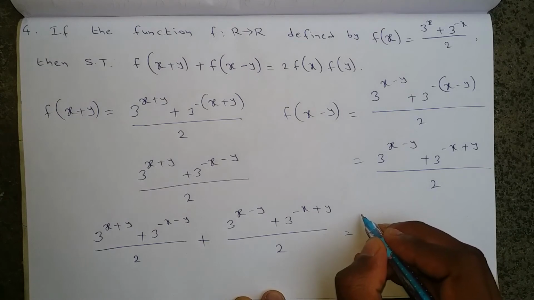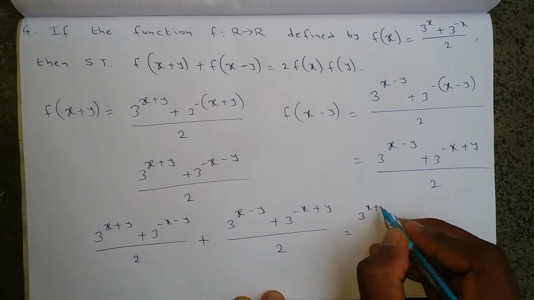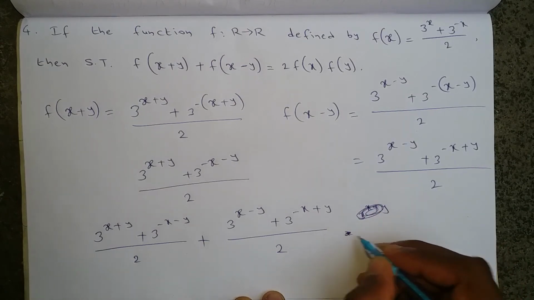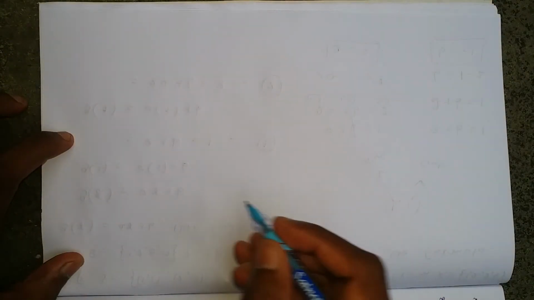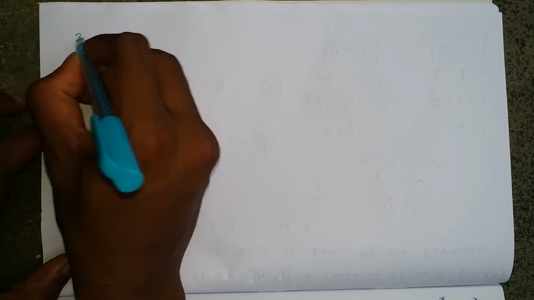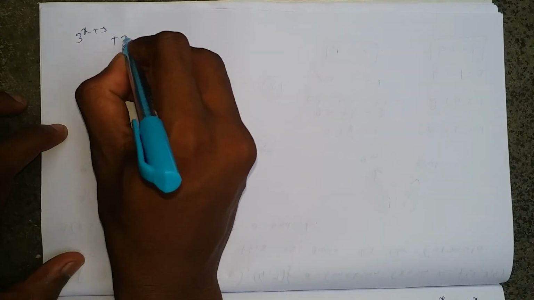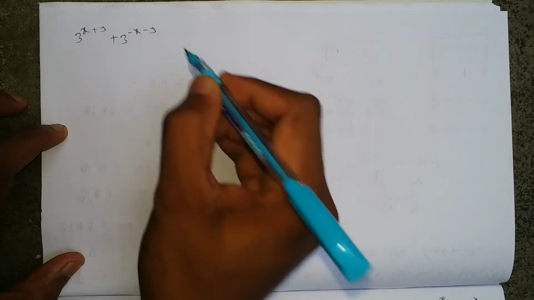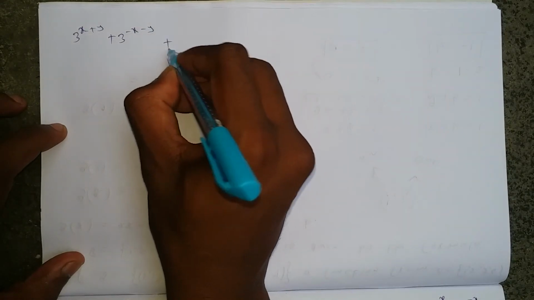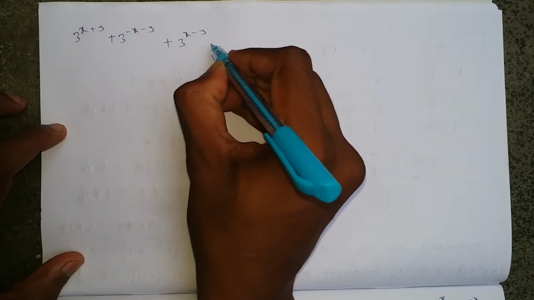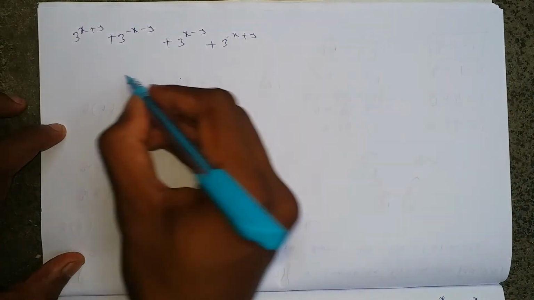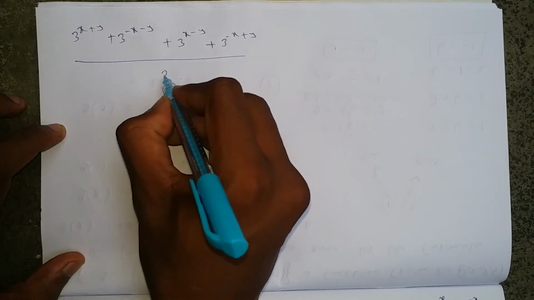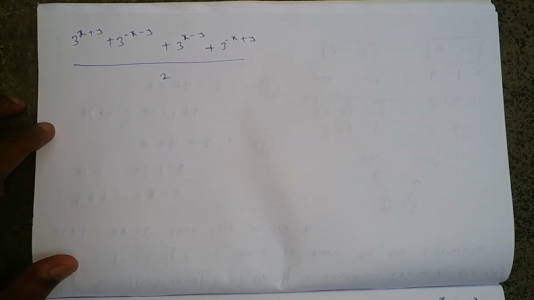If we add, we will get 3 power x, I will write backside, here place is not sufficient. So we will get 3 power x plus y plus 3 power minus x minus y plus 3 power x minus y plus 3 power minus x plus y whole divided by 2. After addition, this is the thing we got.